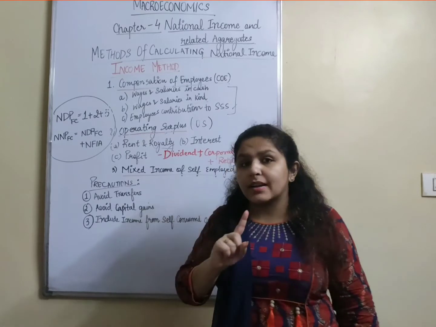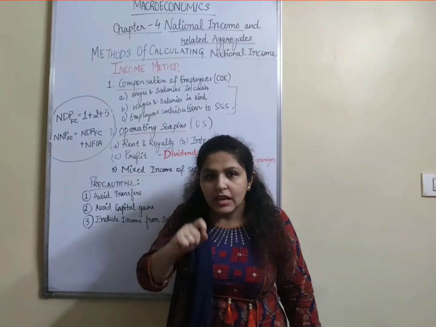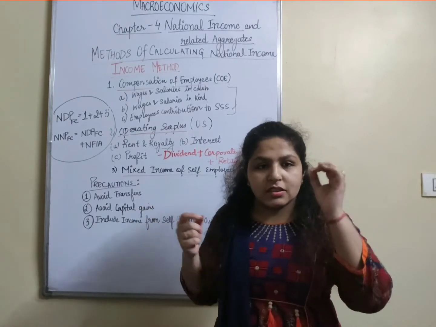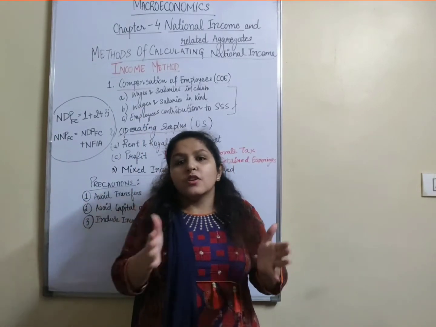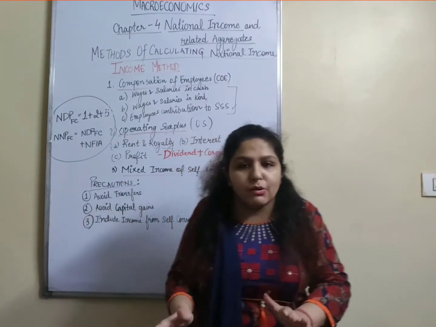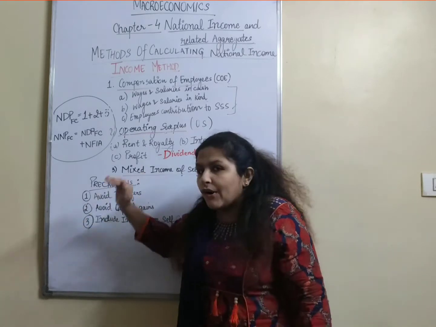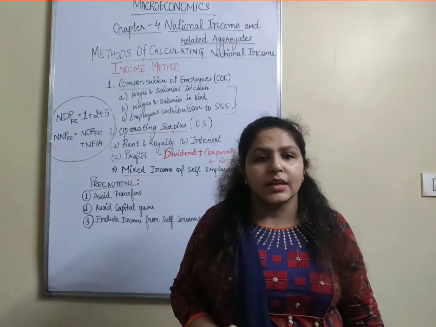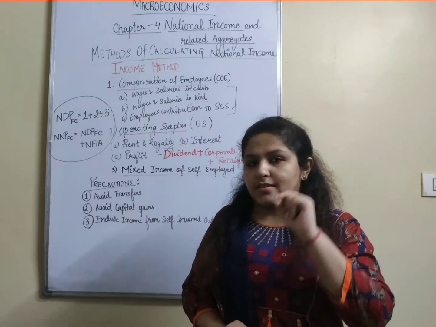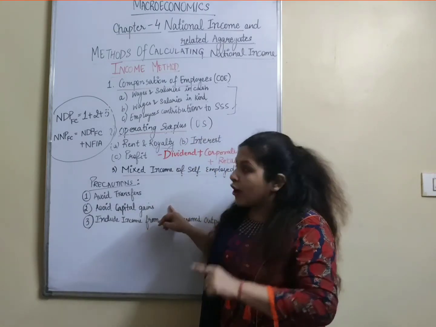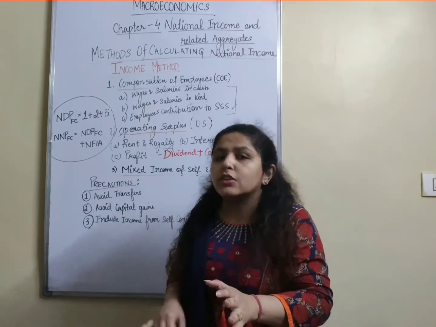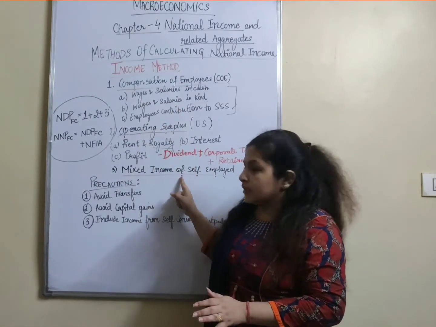Second, avoid capital gains. Let's say you sold your property of 30 lakhs and you gained 10 lakh out of that. So this, like unexceptional gain, you won a lottery or unexceptional gain you got, will not be included in national income. So avoid all the capital gains. Plus, I need to tell you one more thing. The investment in shares, debentures, all the financial assets will be excluded from this income method, because these are just mere financial claims that has nothing to do with factor payments of income method.